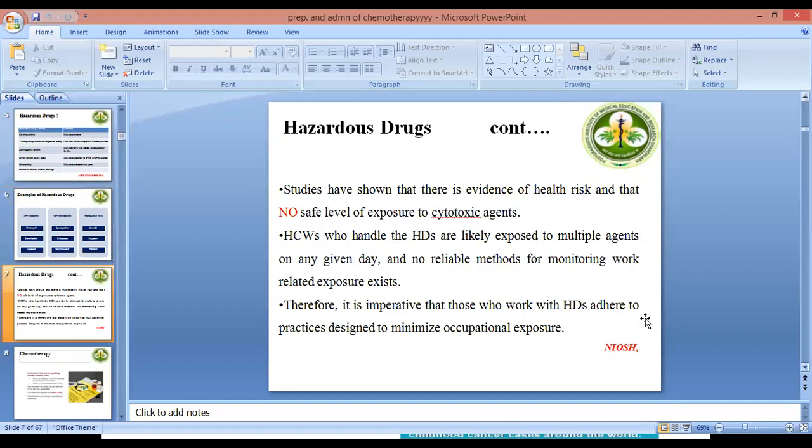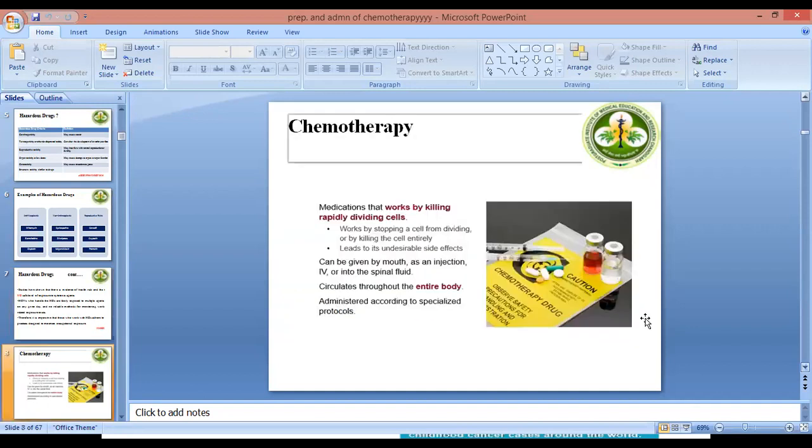Studies have shown that there is evidence of health risk and that there is no safe level of exposure to cytotoxic agents. This means that if we prepare cytotoxic medication, there is no safe level, so in each and every step we should take care of ourselves as well as the patient. Healthcare workers who handle hazardous drugs are likely exposed to multiple agents on any given day, and no reliable method for monitoring work-related exposure exists, especially in developing countries. Therefore, it is imperative that those who work with hazardous drugs adhere to practices designed to minimize occupational exposure.